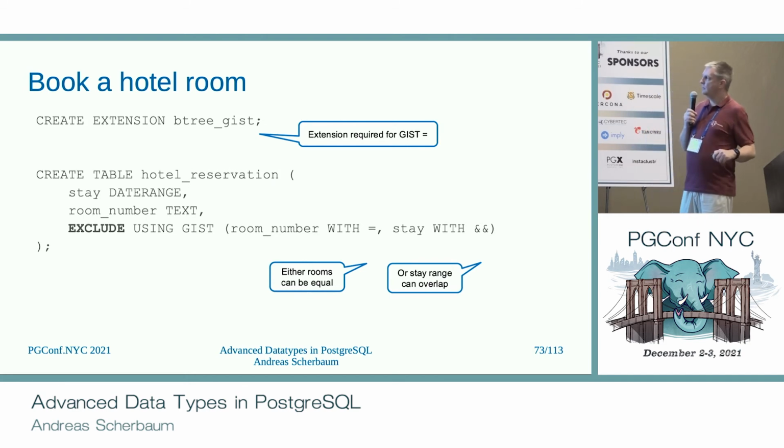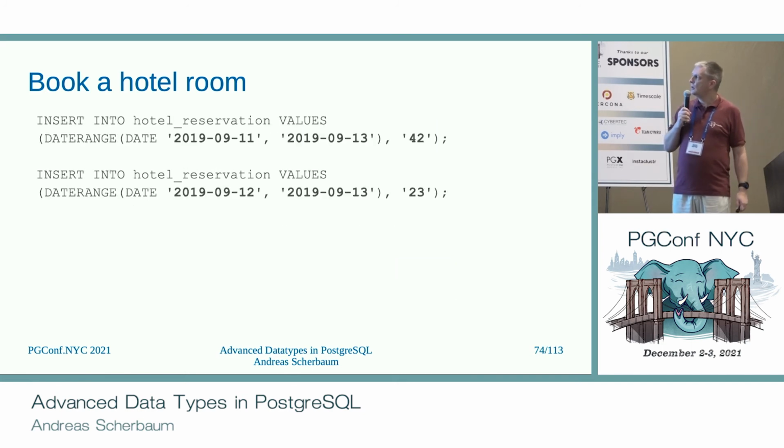And now I have my reservation table here. In this case, it's hotel reservations. I have a date range with two values. Someone is staying from this date to this date. Date ranges already exist in Postgres. I have a room number. And then I want to exclude any row which has the same room number and an overlapping stay. So equal is same room, and these two ampersands here, it's overlapping stay. I'll show you a couple more examples in a moment. So Postgres will find out that you cannot double book a room for you.